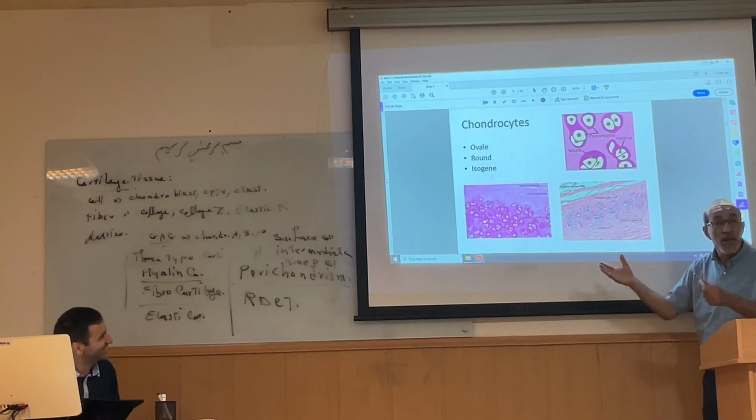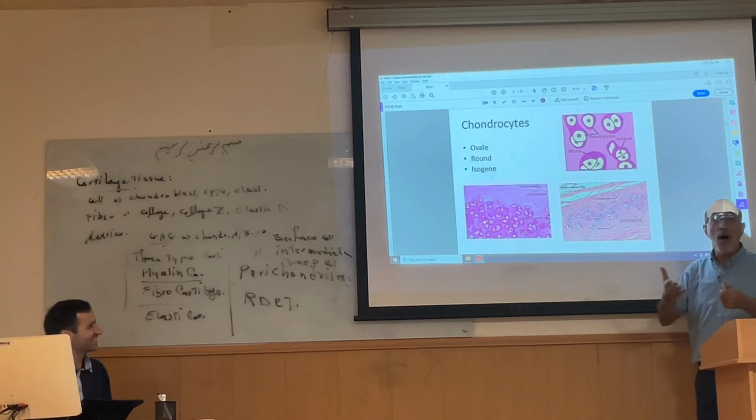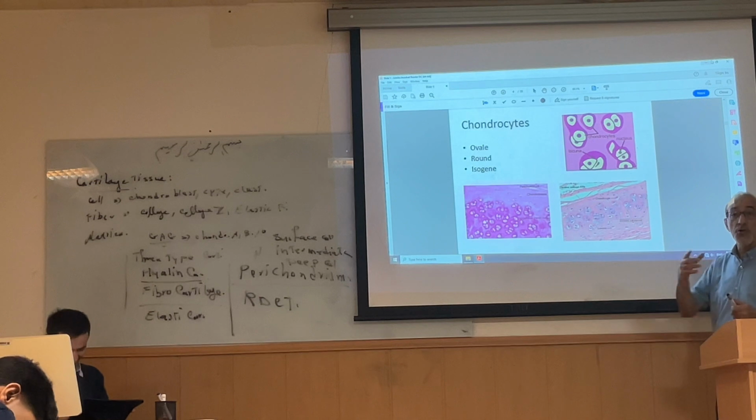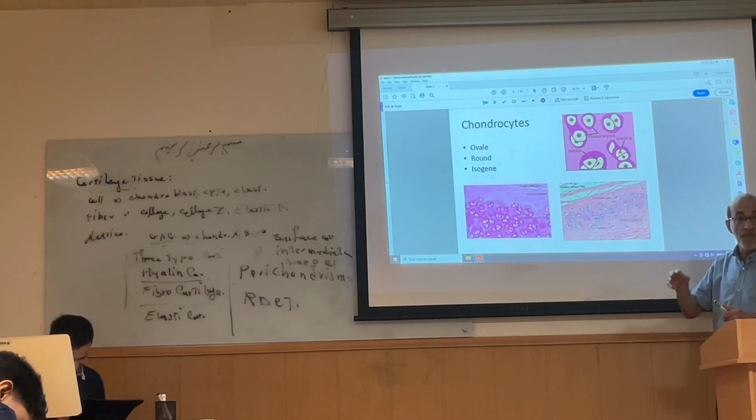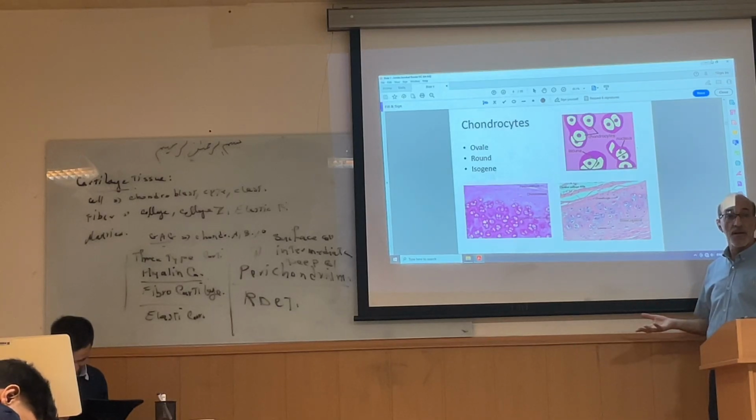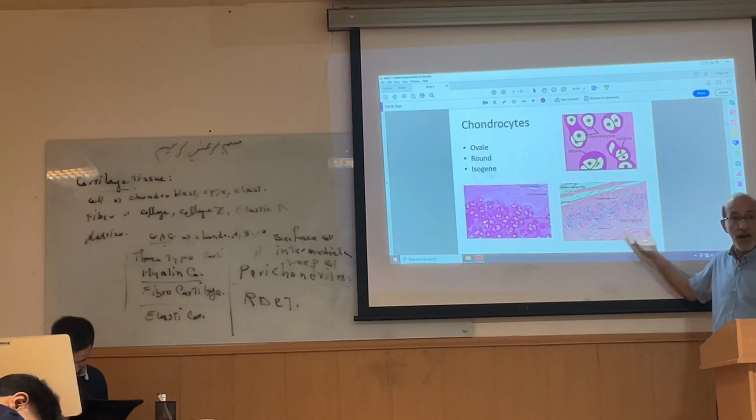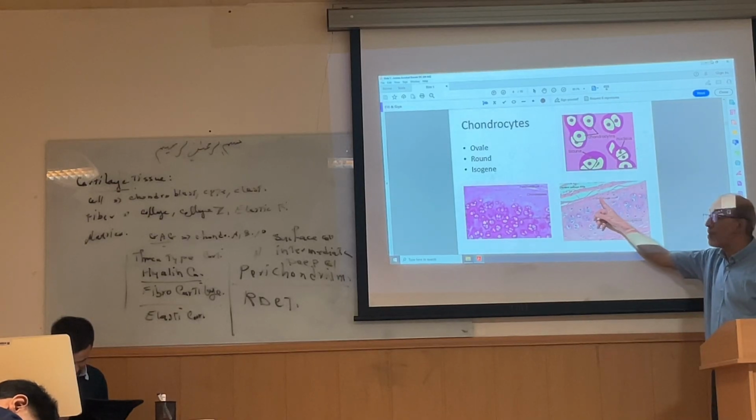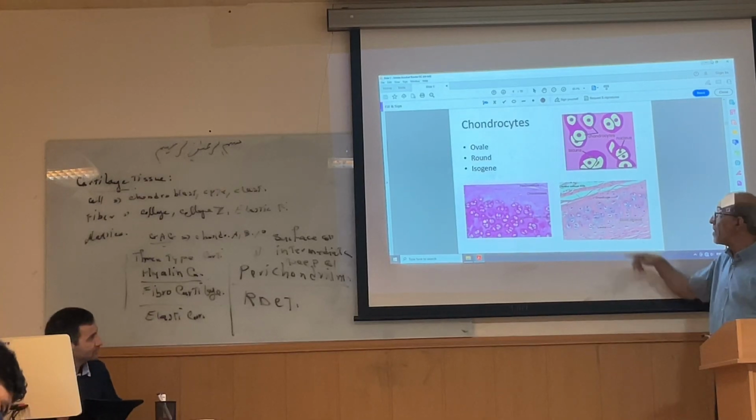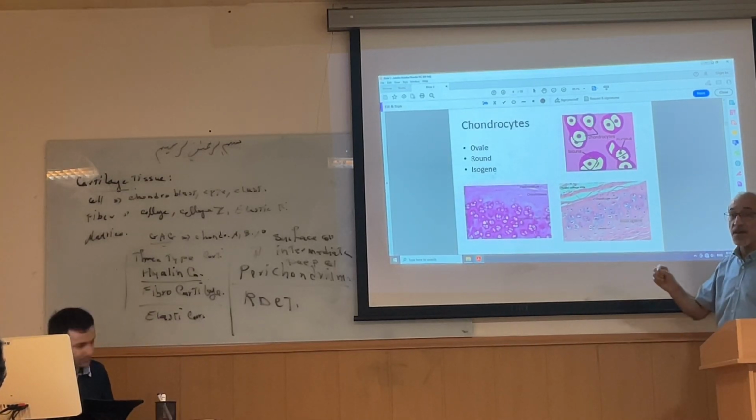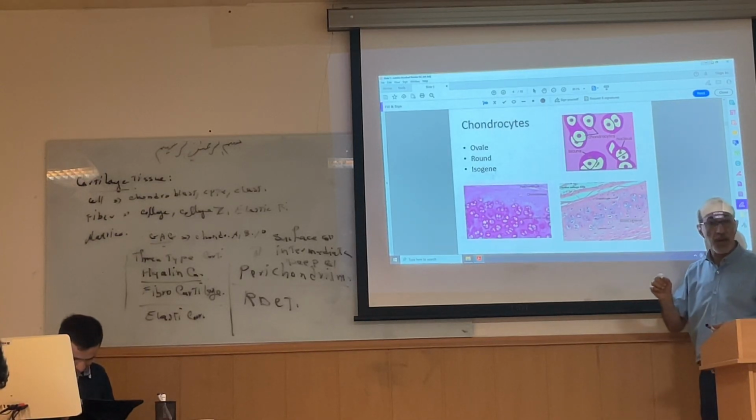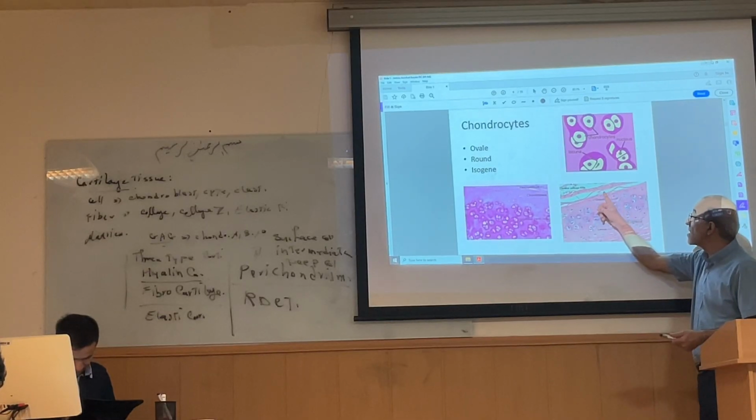It is hyaline cartilage. Why? Because you cannot see fiber in the matrix. Okay, this is hyaline cartilage, covered by perichondrium. Perichondrium is a regular dense connective tissue. Okay, it's the bundle of collagen.